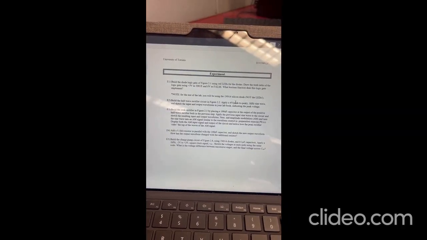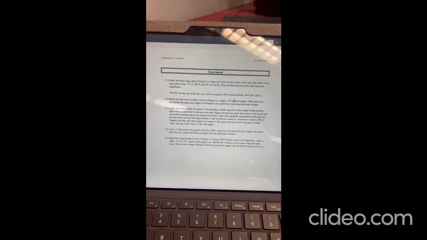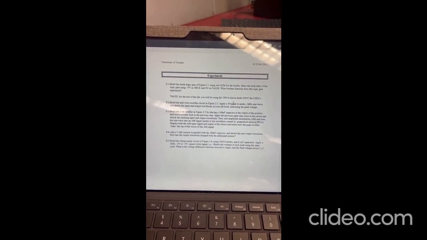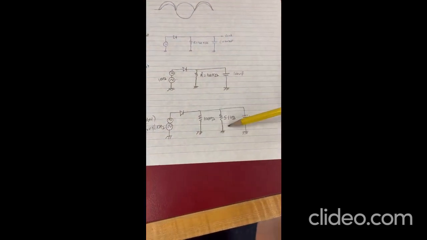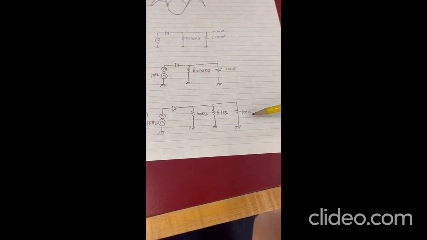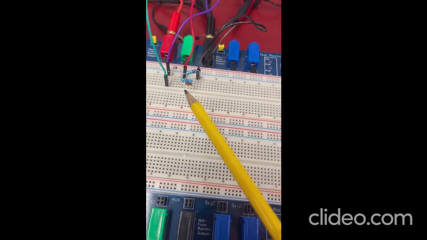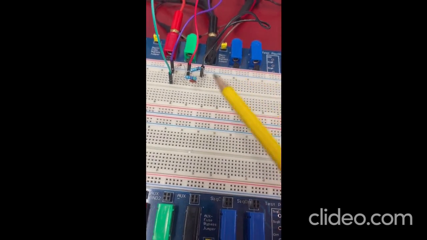For the E4 part, we need to add a 5.1 kilo ohm resistor in parallel with a 100 nanofarad capacitor. So the overall circuit will look like this. Now we have an additional 5.1 kilo ohm resistance in parallel with the 100 nanofarad capacitor. In the circuit here, I have added an additional resistor in parallel with my capacitor and resistance.